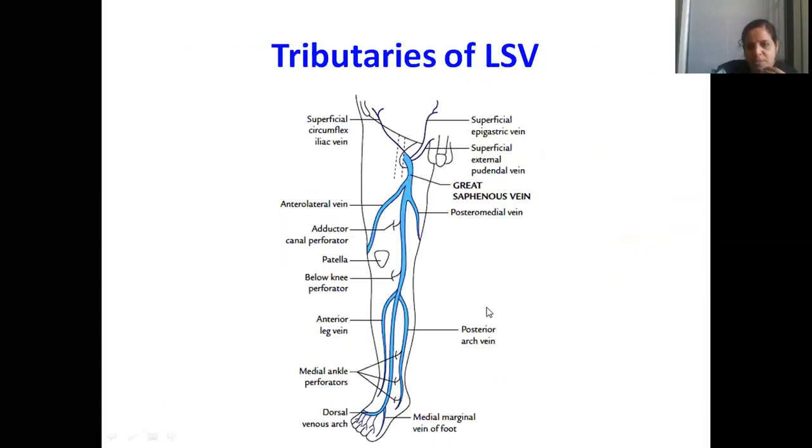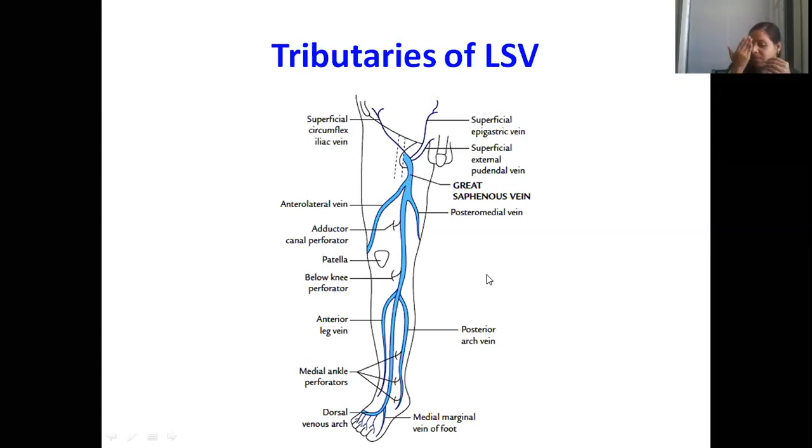Then tributaries. So this is all great saphenous vein, right? So what are the small veins which are opening into great saphenous vein? From this picture only you can write. Anterior leg vein is draining, posterior arch vein is draining, posterior medial vein, then anterior medial vein. Apart from these, three other veins, what are those? Superficial external pudendal, superficial epigastric, and superficial circumflex iliac. All these are opening into the great saphenous vein. That means they are tributaries.